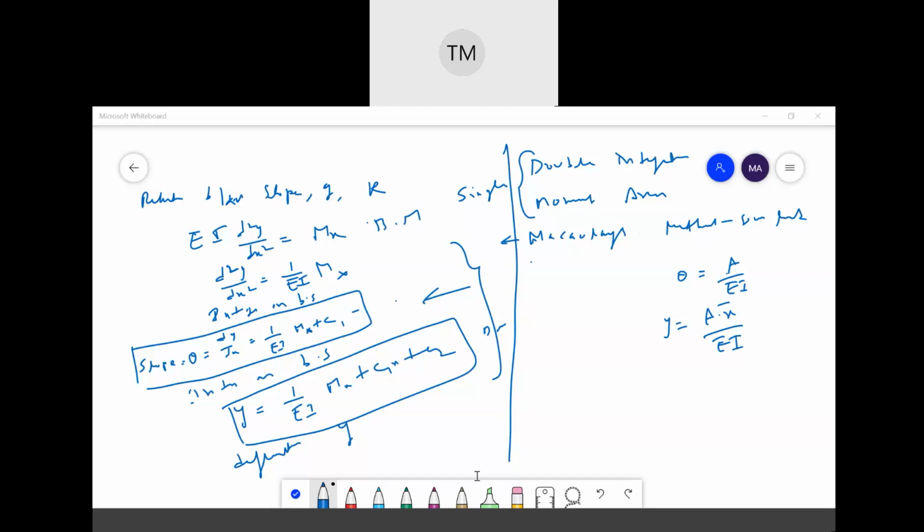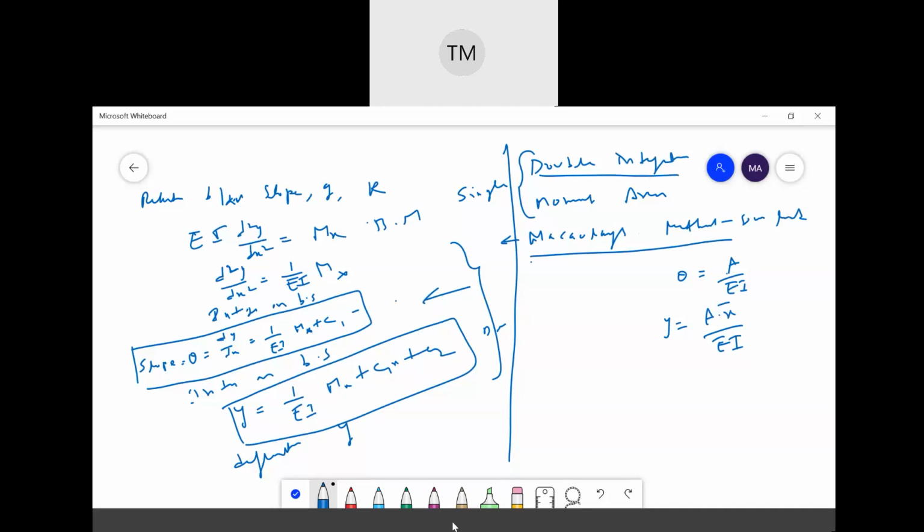Understand? Slope is nothing but area by EI. Deflection is nothing but area into centroidal distance of the bending moment diagram, divided by EI. That gives your slope and deflection in the moment area method. Double integration method means you will integrate two times. Michaelis method also you will integrate two times. This is the process you will follow.